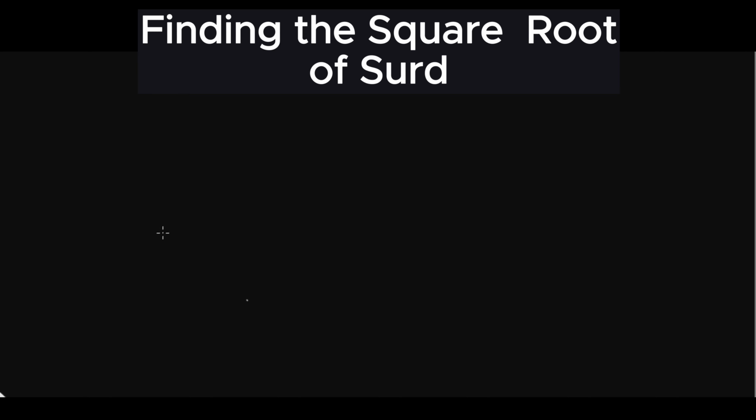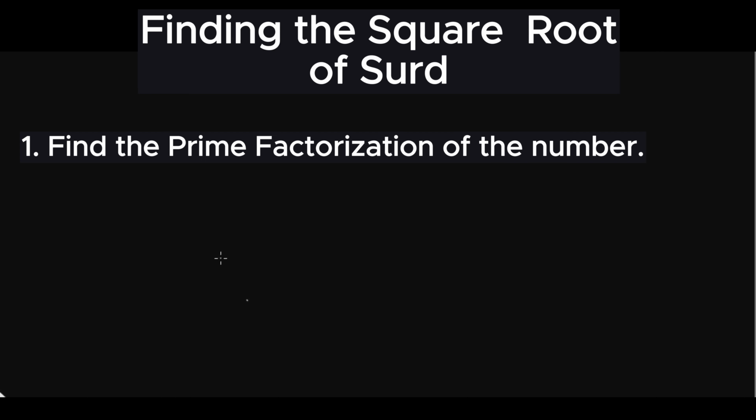All right, now let's solve the square root of surds. How do we solve the square root of a surd? I'll give us 2 steps. Step 1 is that we have to find the prime factorization of the number. The steps I'm showing us today are a bit different, but I think it will help you a lot. The first step again is to find the prime factorization of the number.